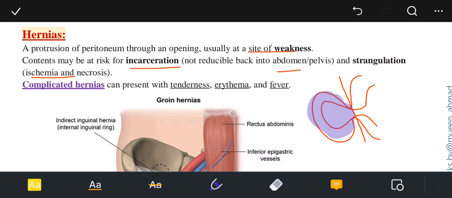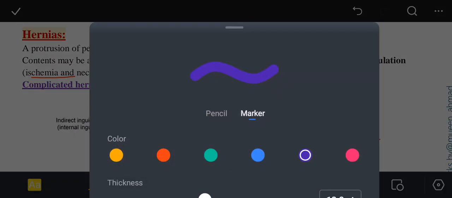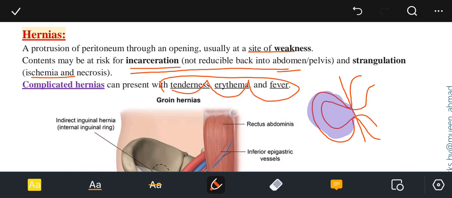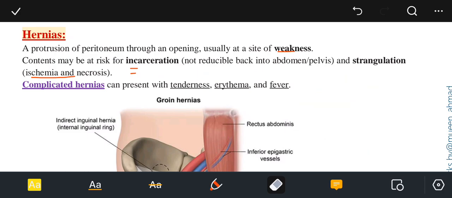So you have to differentiate between ischemia, incarceration and strangulation. Nobody will ever ask you about differentiating between strangulation and incarceration, but for general knowledge, you must know that incarceration is a hernia that cannot be reduced, and strangulation is the ischemia and necrosis of a particular hernia. The complicated hernias can present with tenderness, erythema and fever. If the hernias become complicated, they can present with tenderness, erythema and fever.